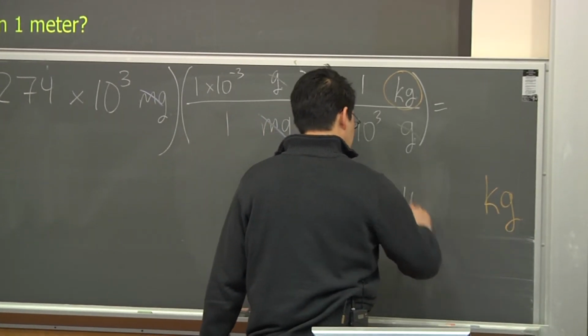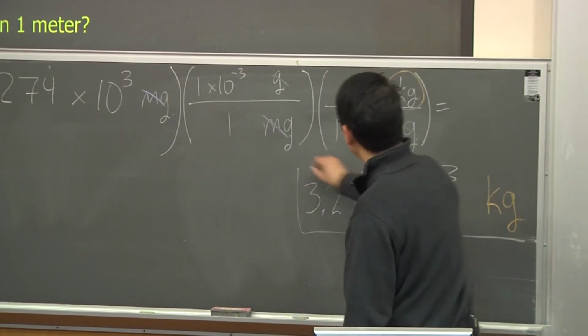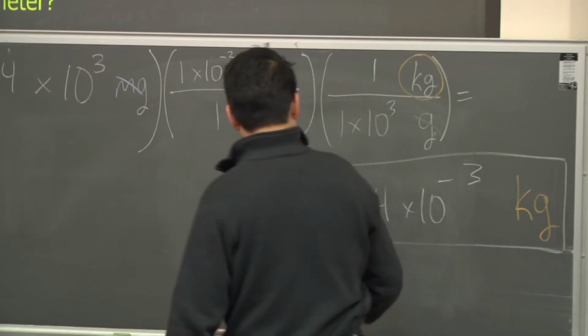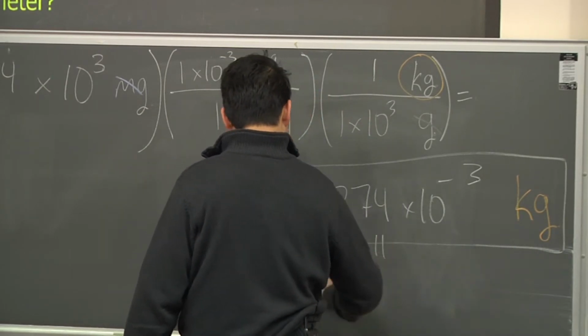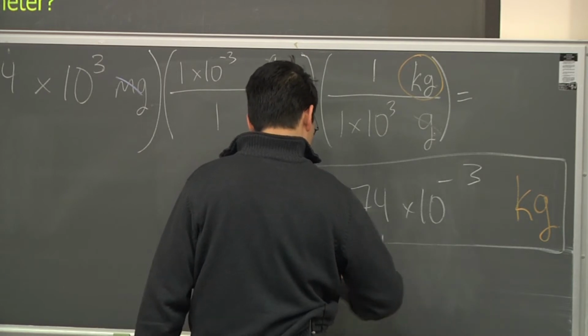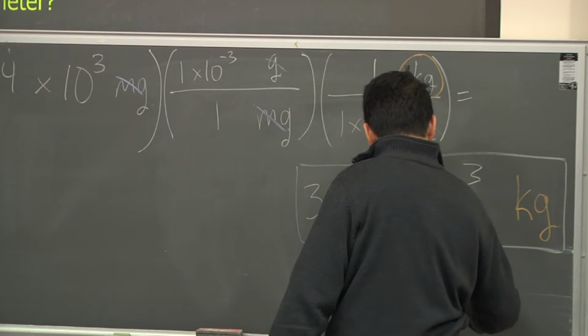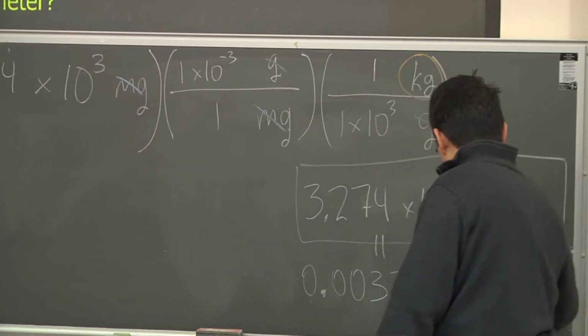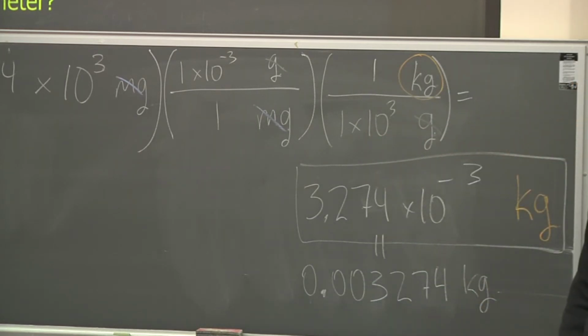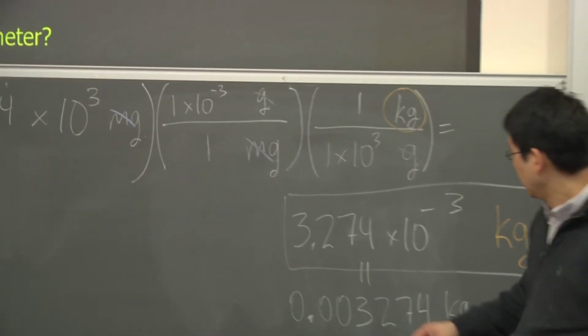0.274 times 10 to the negative third kilograms. If you did it all on your calculator, you might have gotten 1.2123274 kilograms. How do you get the negative 3 and positive 3 to cancel out?